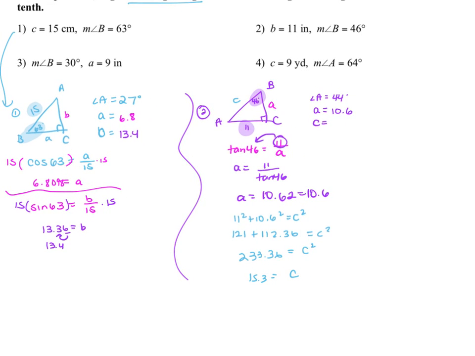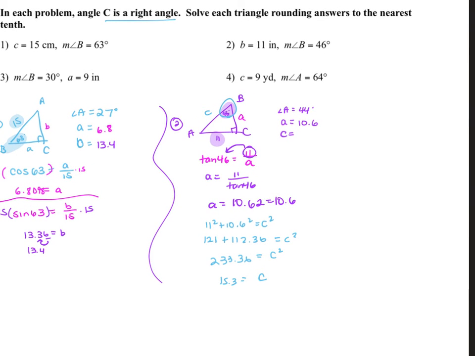We can also use SOHCAHTOA. So B is still opposite the 11, and C would be the hypotenuse. I could have said sine of 46 equals 11 over C, and then take the 11, divide it by the sine of 46, and I get C is 15.29, which again rounds to 15.3. So either way, you get that same answer.